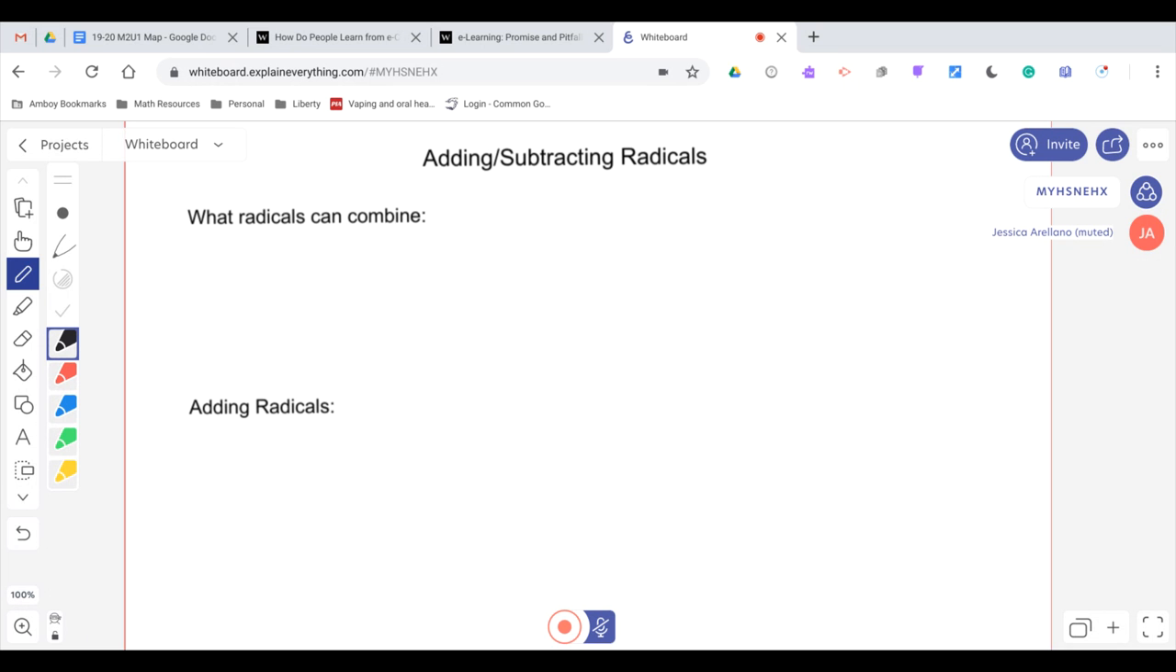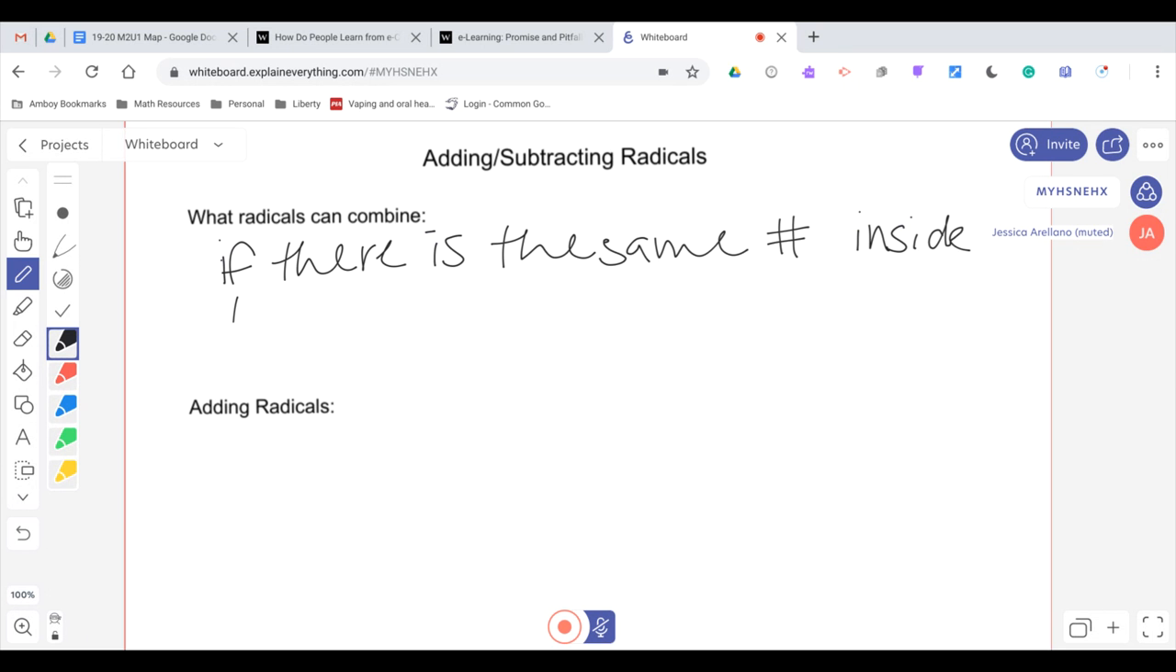So they can only combine if there is the same number inside the radical, or the square root, whatever you want to call it, okay? So meaning square root 3 can only combine with other square root 3's, regardless of what's on the outside of them. But a square root of 5 cannot combine with the square root of 7.